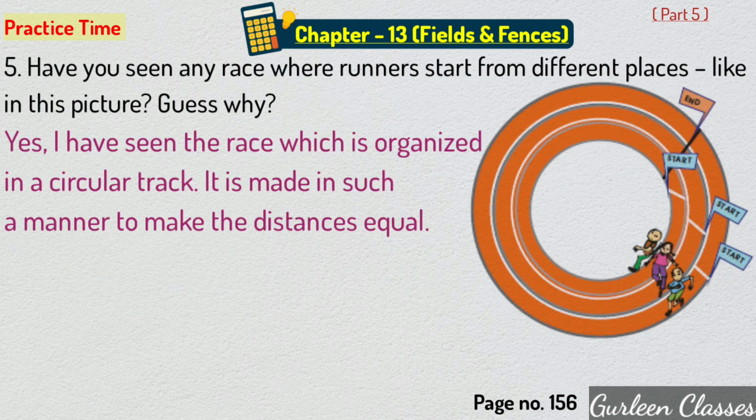Question number 5. Have you seen any race where runners start from different places, like in this picture? Guess why? So in this picture you can see there are 3 different circles. And yes, I have seen the race which is organized in a circular track. It is made in such a manner to make the distances equal.